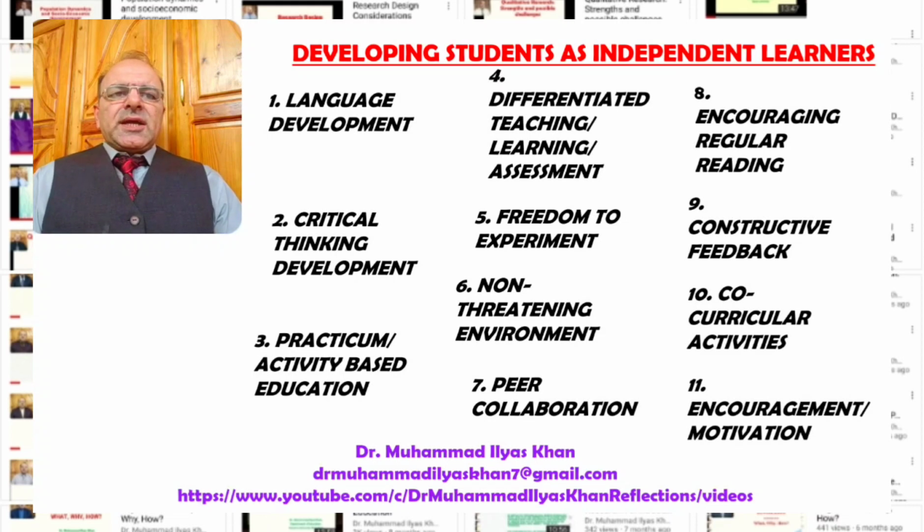And lastly, an overall environment of encouragement and motivation. Motivation on the part of the educators, or the school leaders, or the educational institution leaders. Encouragement to the students to experiment, to do things on their own, to come up with their own ideas, to come up with their own problems, and to come up with their own solutions. So these are important ways in which we can, in the educational institutions, actually develop students as independent learners.